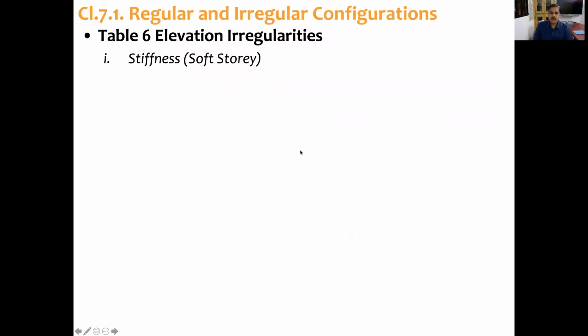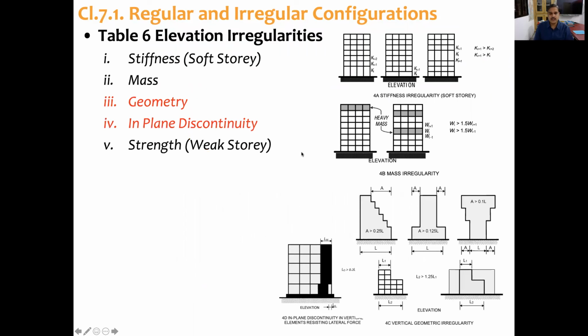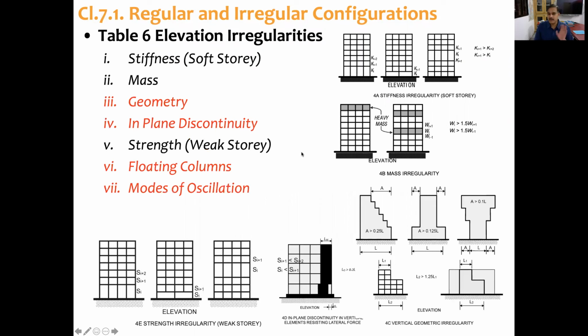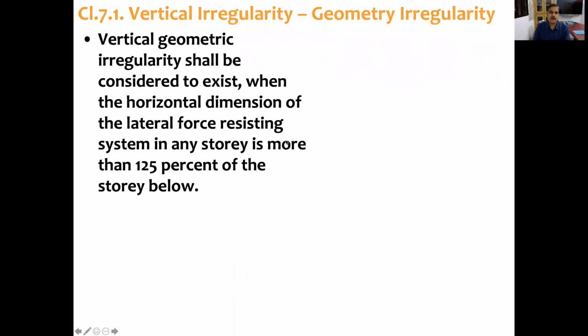Now, let me explain briefly all the vertical irregularities. There are 7 vertical irregularities and 5 plan irregularities. Table 6 gives elevation irregularities or vertical irregularities. In this lecture, I'm going to explain geometry irregularity, in-plane discontinuity, floating columns, and irregular modes of oscillation. So let's go into the details. What is this geometry irregularity?